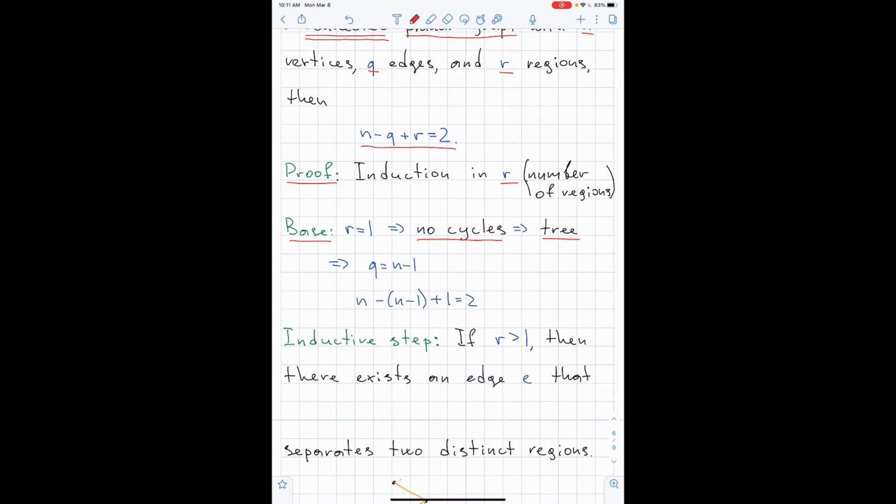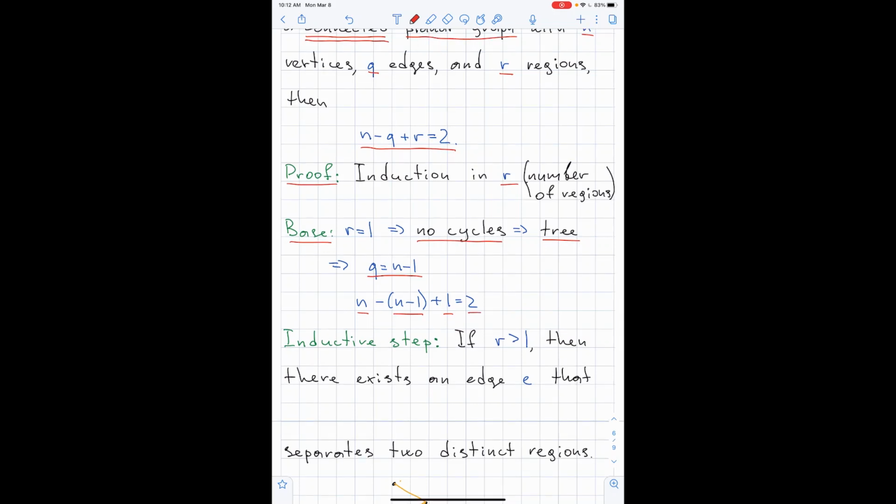But for a tree, we already know that everything works out, because the number of edges is equal to n minus 1, where n is the number of vertices, and we have one region, so we get n minus 1 plus 1. So n cancels out and we get 2. So the base case checks out.